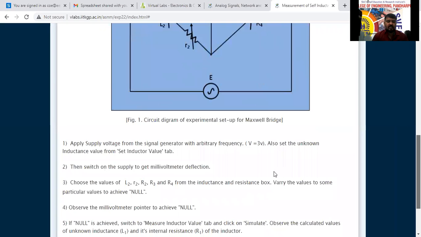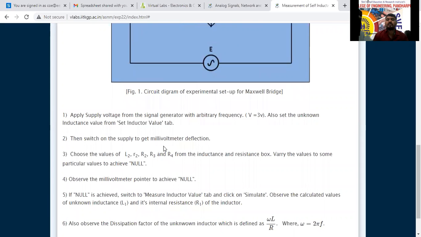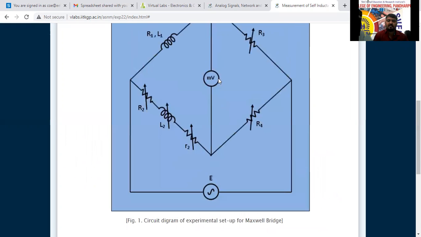Next, switch on the supply to get the millivoltmeter deflection. Once the supply is switched on, what will happen? This millivoltmeter is here. If it is showing some value, it means the current is flowing. We have to make this 0 by adjusting the other values. That is the next step.